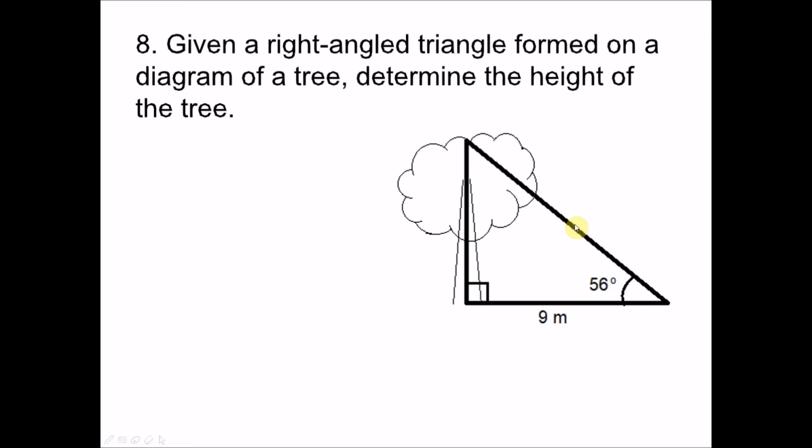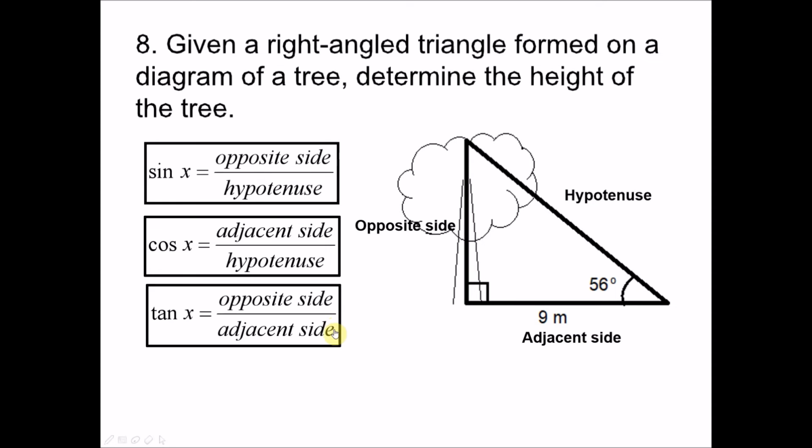But before that, we try to name the sides. Since this is a right angle triangle, and this side is opposite to the right angle, this is the hypotenuse. This is a reference angle, so this side will be opposite to the angle. Hence, this side is the adjacent side. We refer to the trigonometric ratios.